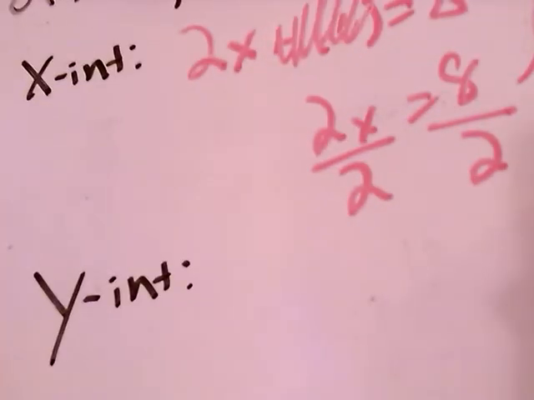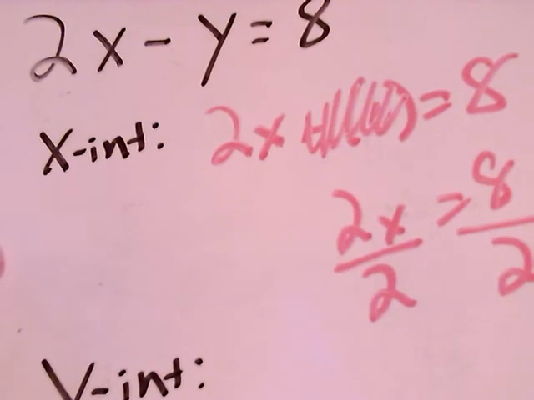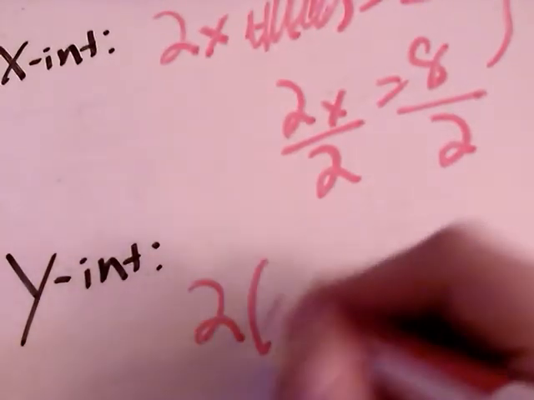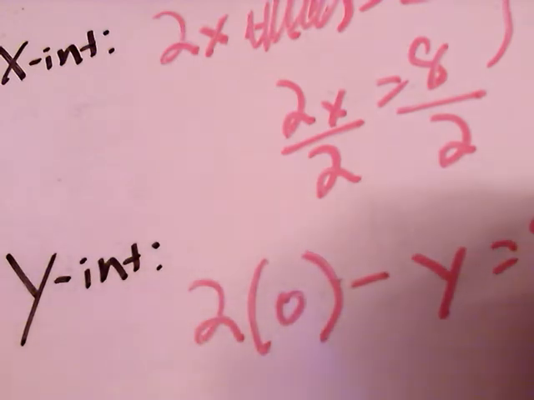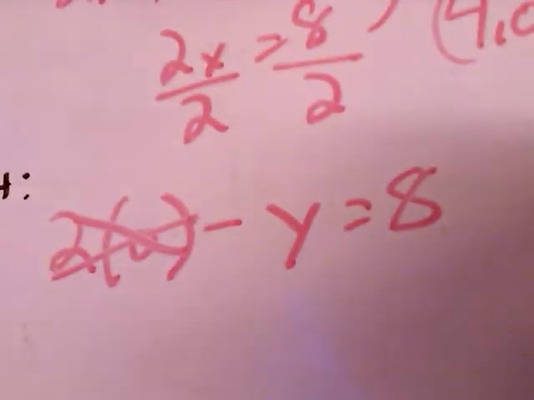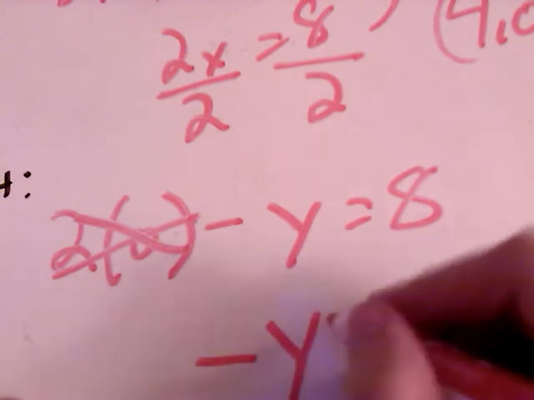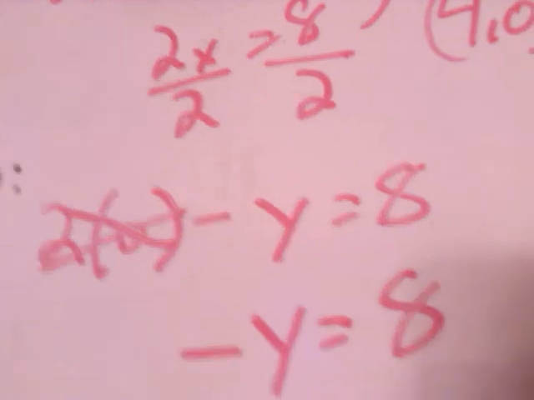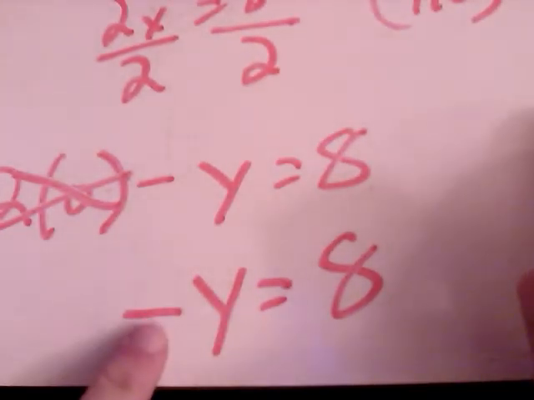Now this is when it's different. We're talking about 2x minus y equals 8. Now we're finding the y-intercept, which means we plug in 0 for x. Now, this is important because this crosses out. But remember, there's not only a y left over on the left side, there is a negative y. So it's a negative y equals 8, not y equals 8. So remember, we still have the negative.